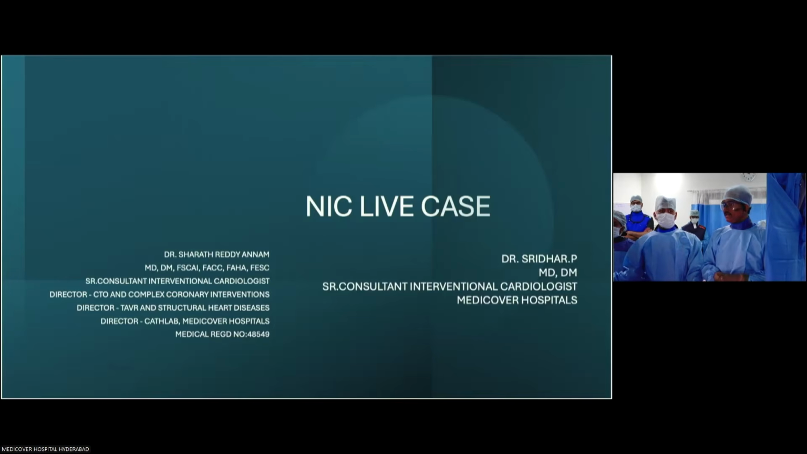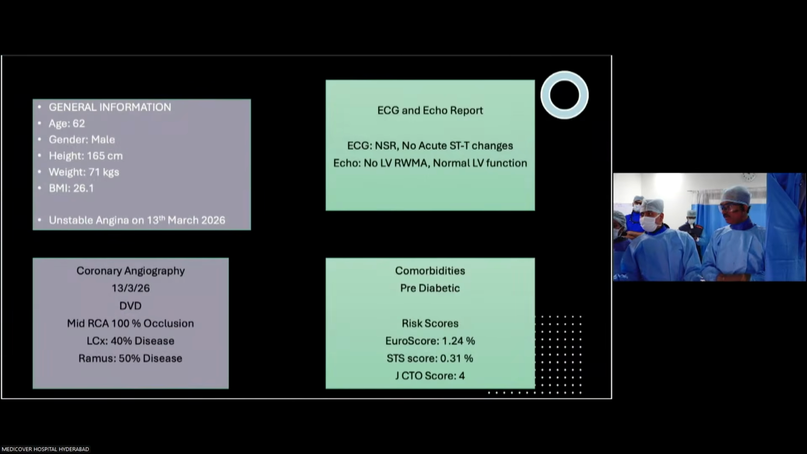Okay, so this is a case. A 62-year-old gentleman came with unstable angina, and the only significant lesion he had was total occlusion of the RCA with an intermediate lesion in the ramus. Echo is quite normal, so it's all viable territory, and those are the risk scores.